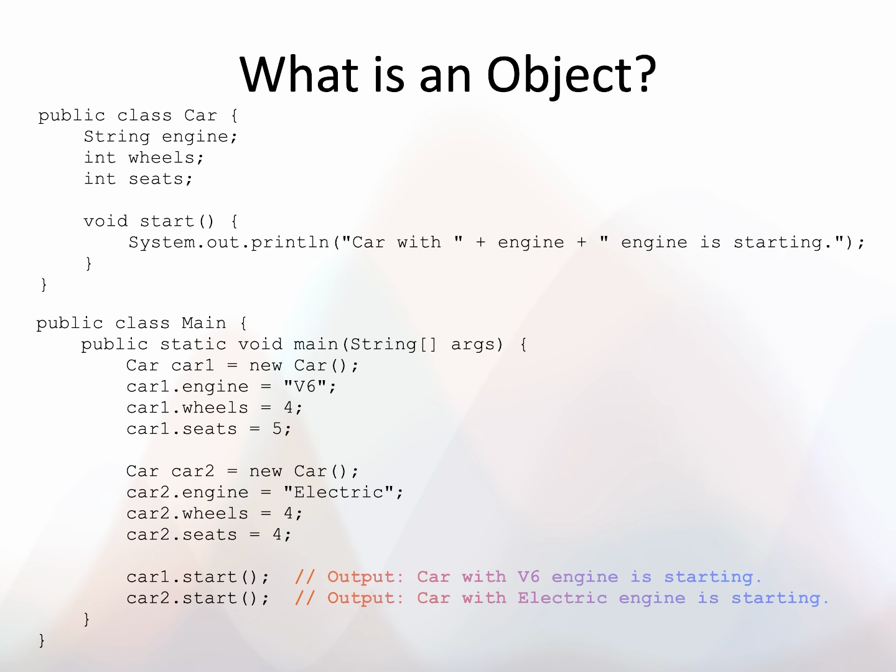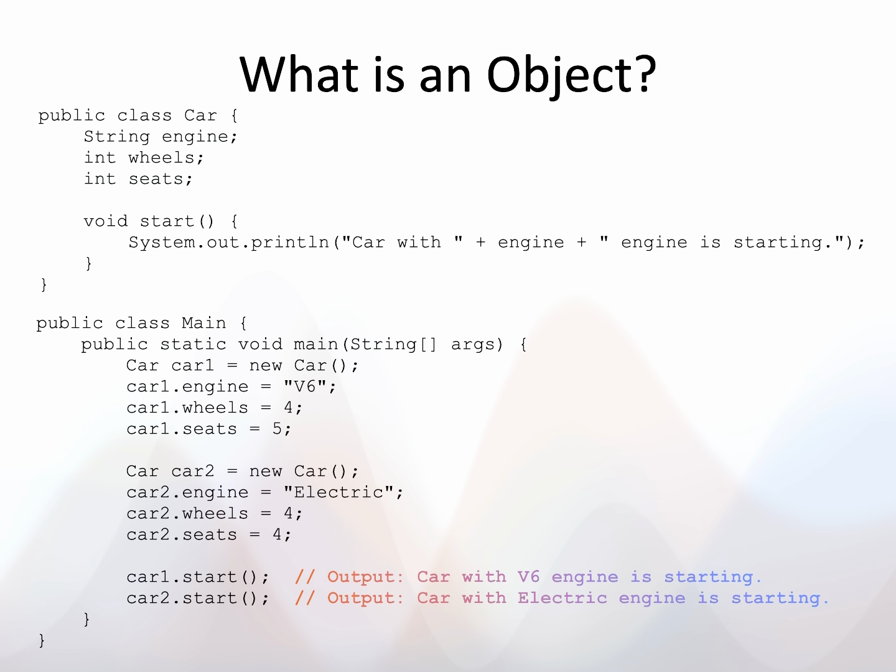We have a function here in the class called start, which will print the output on the basis of the value stored in the class. We are making an object called car1 with the help of car class, and we are storing some values like v6, the wheels are 4, seats are 5, etc. So with the help of object car1, we stored some actual value in the memory.